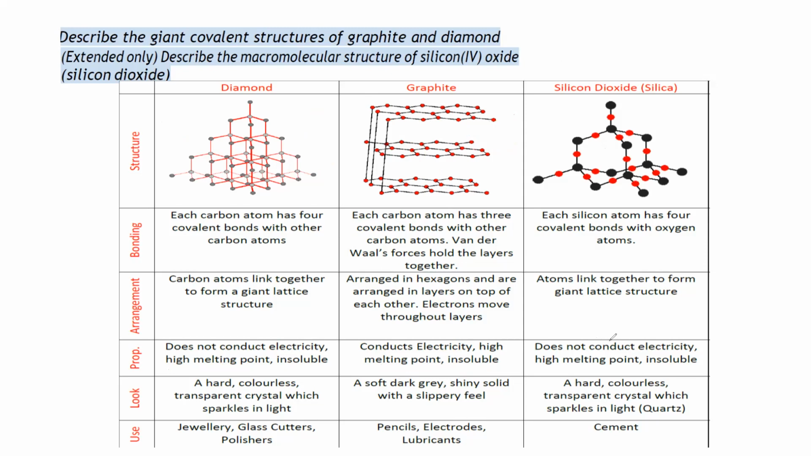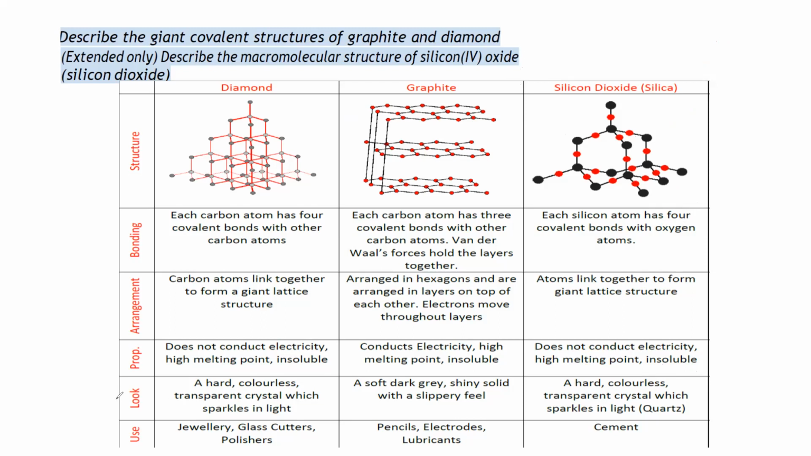When we check silicon dioxide, when we draw the structure, there is no free electron for silicon or oxygen. That's why it cannot conduct electricity. So there is no free electron. Why does it have a high melting point? Because it has a giant structure, so a high melting point. And why is it insoluble in water? Because it is a covalent structure and covalent structures are insoluble in water, they do not dissolve in water.